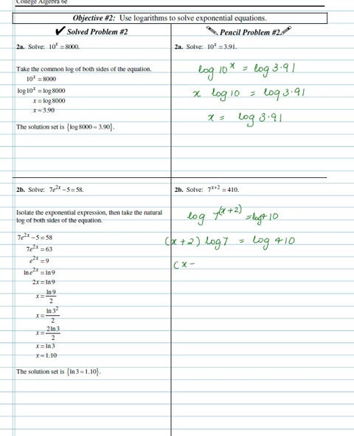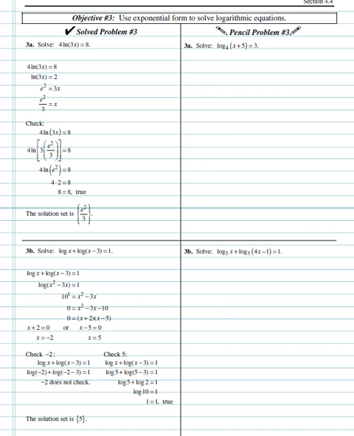I'm trying to solve for x, so x plus 2 is equal to log 410 over log 7. Let me go ahead and solve that. So x plus 2 is equal to 3.09. Subtracting 2 from both sides, I get x is equal to 1.09.